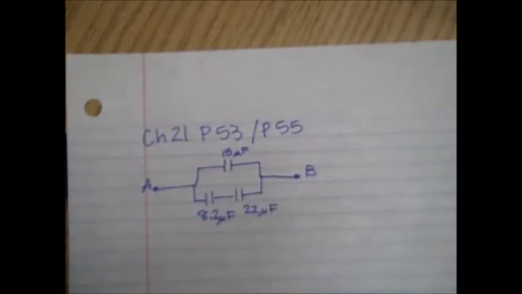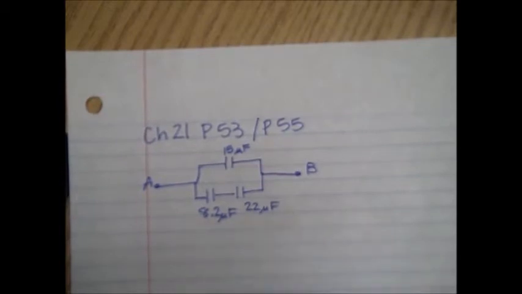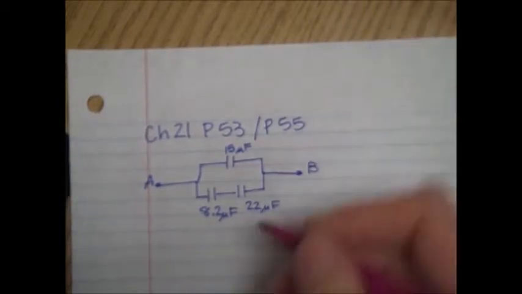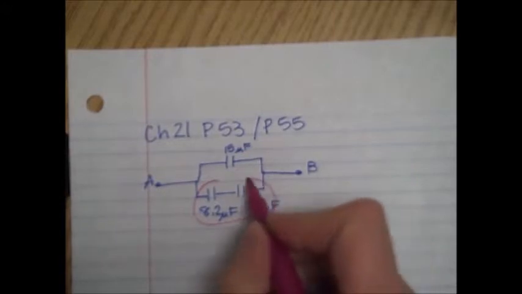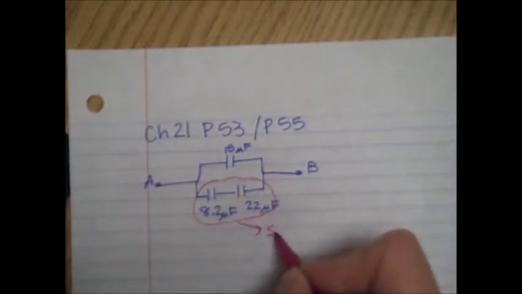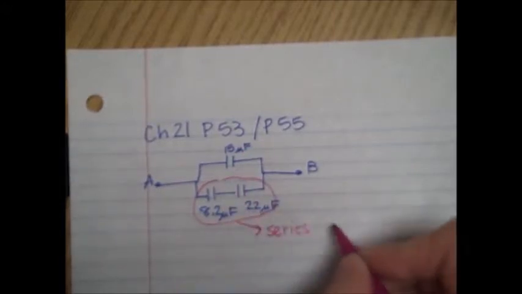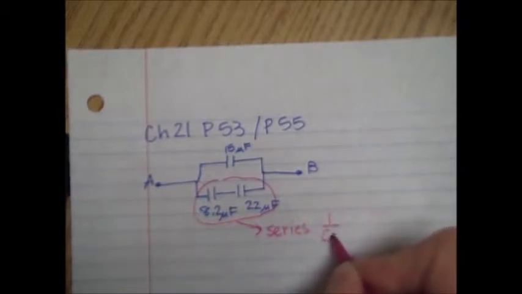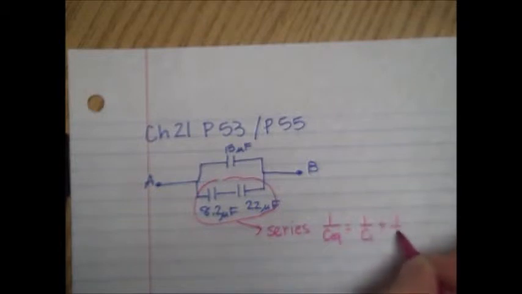The next problem I wanted to look at actually comes out of chapter 21. In chapter 21, problems 53 and 55 go together pretty well. In 53, it asks you to find the equivalent capacitance of this segment. This is a common kind of multiple choice problem. So you want to think about the most complicated section, so here, and those two are in series. And remember, capacitors in series will add: 1 over the equivalent capacitance is 1 over C1 plus 1 over C2.